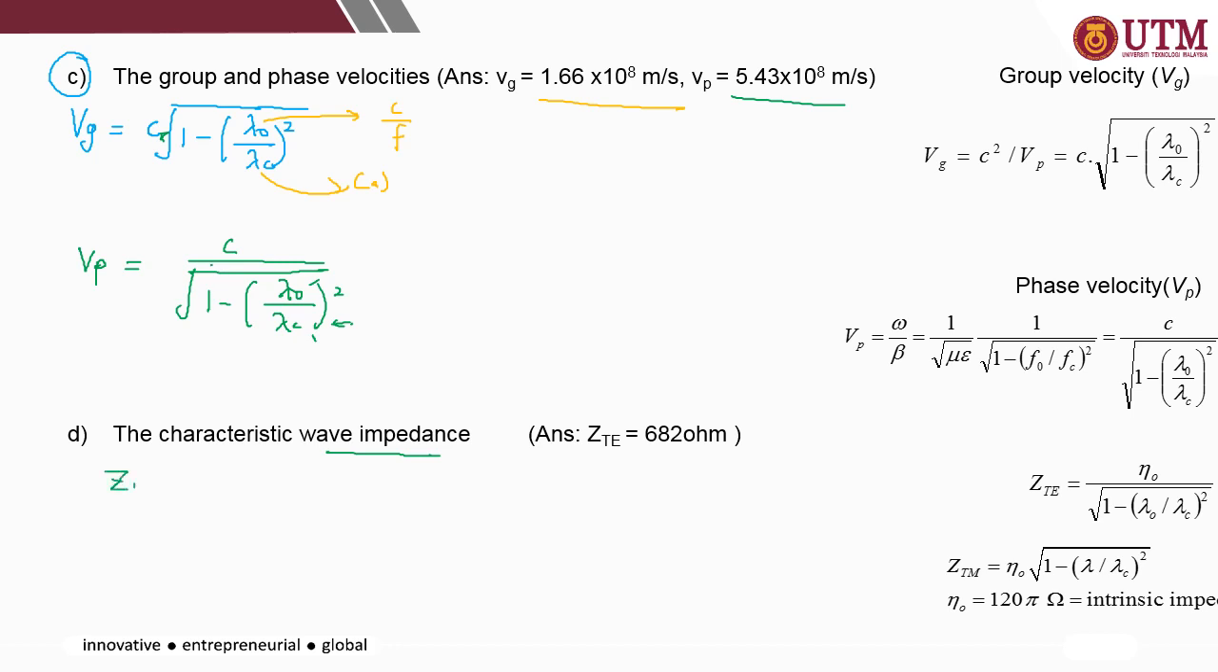So ZTE equal to the intrinsic impedance divided by the square root of 1 minus (lambda naught divided by lambda c) squared. So what is the intrinsic impedance? The intrinsic impedance can be easily calculated as 120 pi, and the rest are the same as earlier. So finally you can get your ZTE equal to 682 ohm.